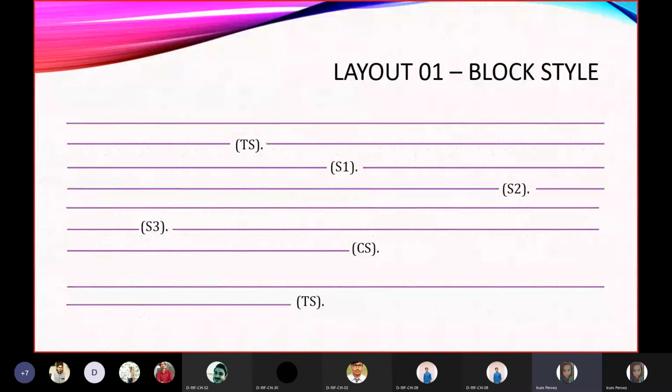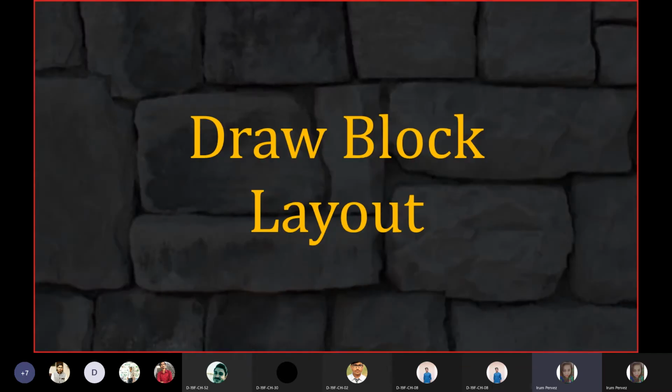When you are starting everything from the left, you have to leave at least one line between the paragraphs, right? I hope you can see that I have left, even though it is a digital line, at least one line between the two paragraphs, right? So this says draw block layout. Please draw the block layout onto your notebooks, right?